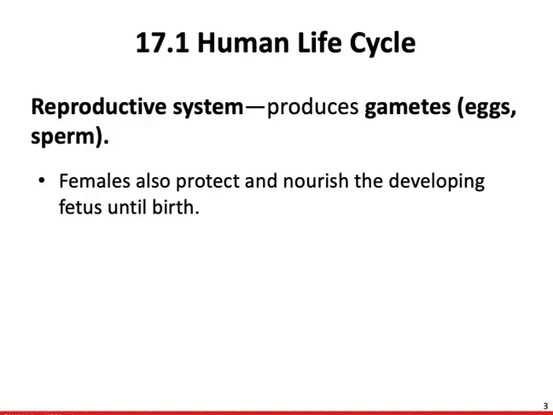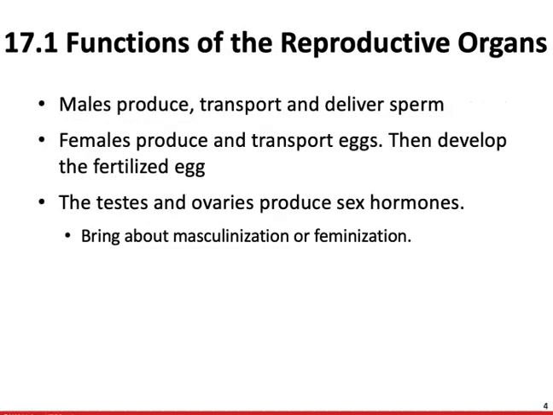So females are also going to be responsible for protecting and nourishing the developing fetus until birth. Males are going to be responsible for producing, transporting, and delivering the sperm. Females produce and transport eggs. Then they develop those fertilized eggs. Now, the testes and the ovaries are going to be responsible for producing sex hormones. Those sex hormones bring about the masculinization or feminization of the individual.